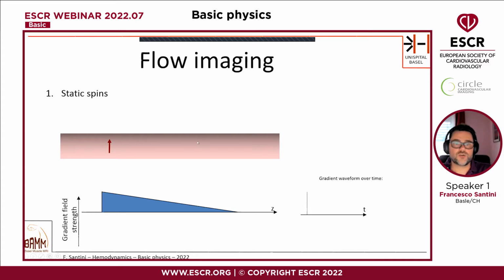So let's imagine that we have a static spin like this. This is our tissue, and there is a spin that doesn't move. We apply one gradient in one direction. So this will create an off resonance due to this intensity at the position of the spin. So the spin will rotate as long as the gradient is on. When the gradient is off, the spin stops rotating because the spin goes to the Larmor frequency, and we know the Larmor frequency is in our rotating frame 0.